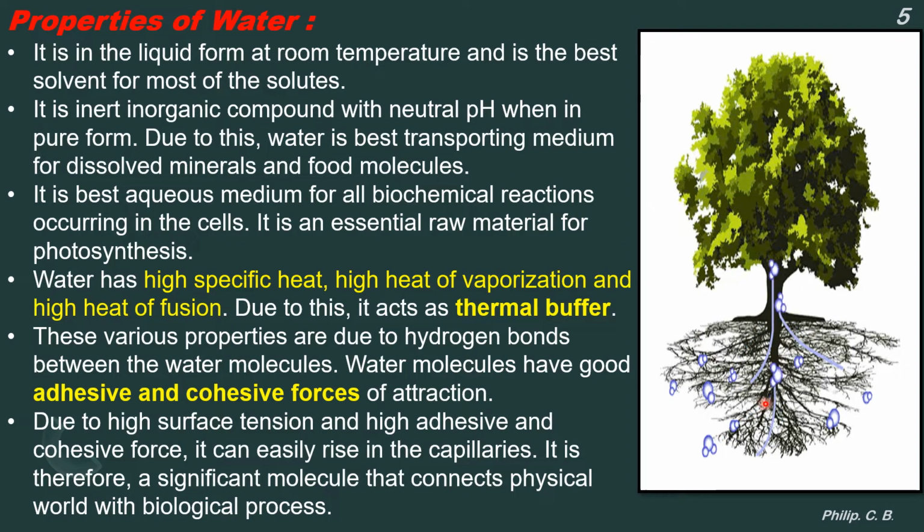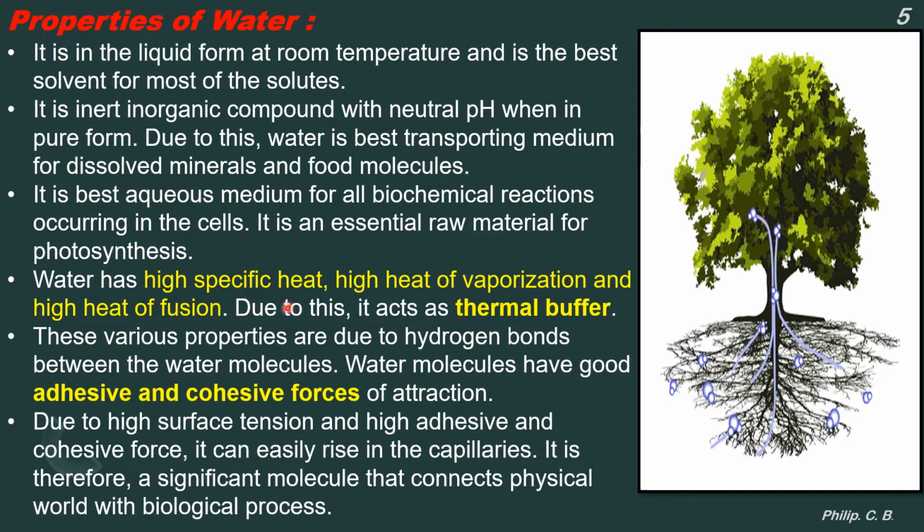So as you see, the water which is taken by the root along with the minerals dissolved in it and other food molecules. It is the best aqueous medium for all biochemical reactions occurring in the cells. It is an essential raw material for photosynthesis. As we know, for photosynthesis, carbon dioxide and water are required in the presence of sunlight, and it takes place in the chlorophyll present in the leaf, right? So water is an important raw material without which the process of photosynthesis cannot take place, or rather the plant, the cells, tissues, everything will get dried.